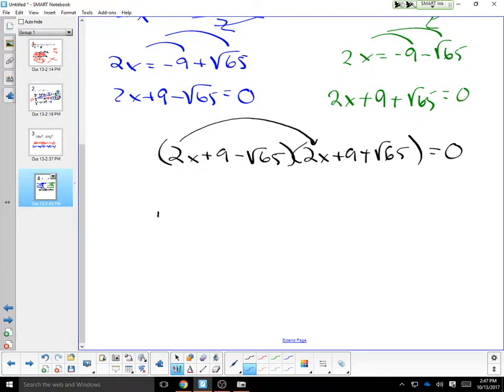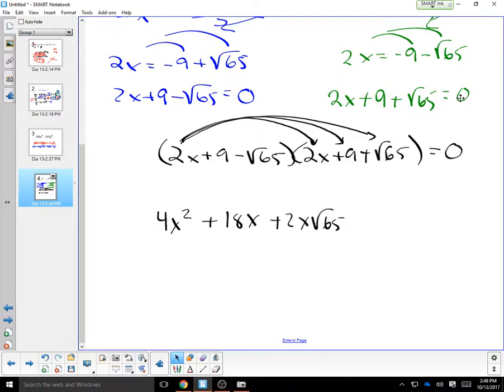That is 4x squared. Now here, I'm just really careful to stack everything up the same way, okay? So this is 4x squared. This will give me a plus, is it 18x? And then this will give me a positive 2x radical 65, right? You with me? Now, I'm going to do the 9. So that's going to give me a positive 18x. So I stacked it with the 18x, okay? Then I'm going to go 9 times that, just a number. I'm going to put it over here, which is just 81, right?